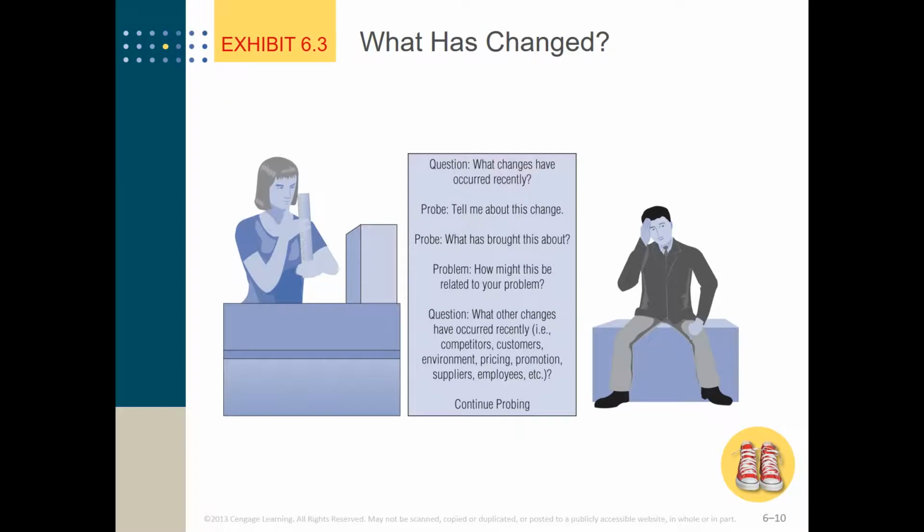This is an example of the type of questions a researcher may ask when taking an interrogative or probing technique. For example, what changes have occurred recently? Tell me about these changes. What has brought this about? How might this be related to your problem? So you can see the researcher keeps asking questions to get familiar with the problem, so that the researcher can come up with a very good definition of the problem.